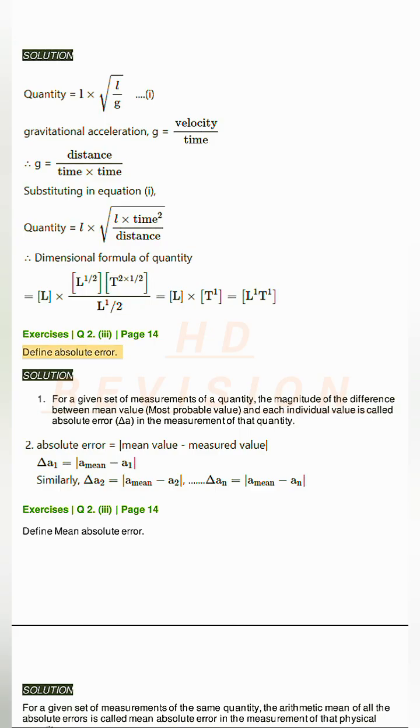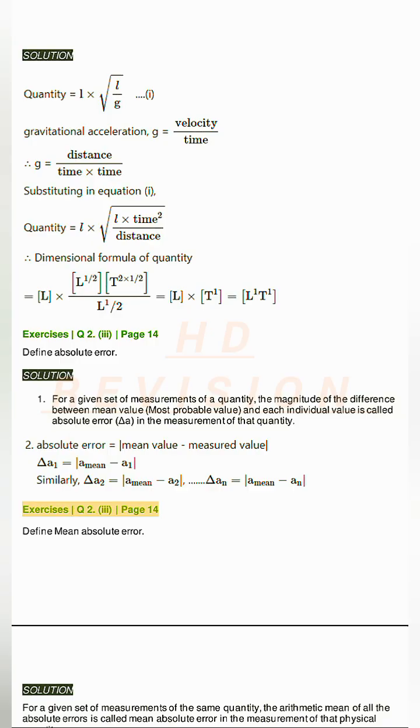Exercises Q2, page 14. Define absolute error. Solution. For a given set of measurements of a quantity, the magnitude of the difference between the mean value, the most probable value, and each individual value is called the absolute error, delta A, in the measurement of that quantity.